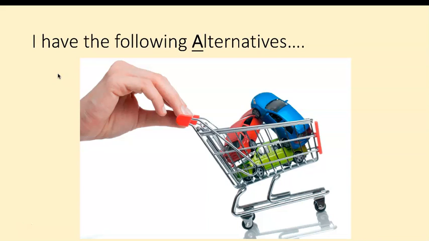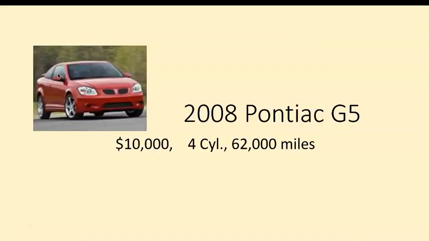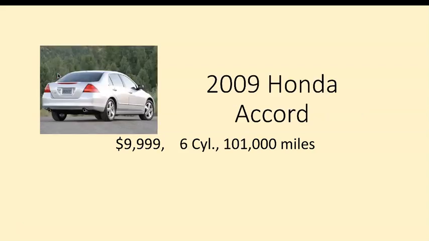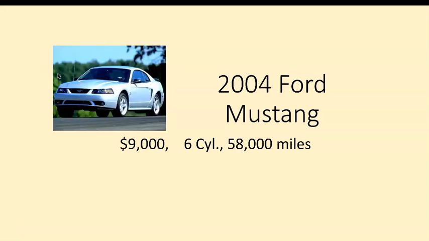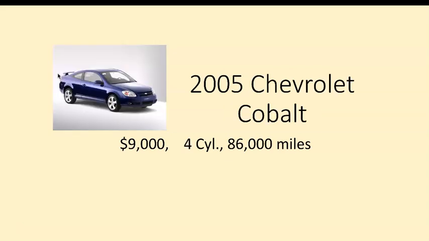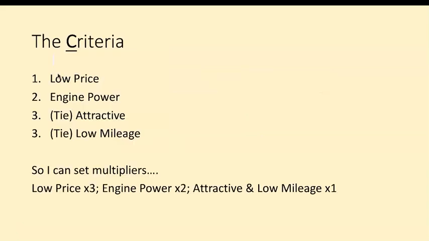I did a little online shopping looking for an older vehicle, and I found a 2008 Pontiac G5 for $10,000. It's a 4-cylinder engine, 62,000 miles. I also found a 2009 Honda Accord at approximately the same price, $1 cheaper, 6-cylinder engine, and 101,000 miles. Found a 2004 Ford Mustang, $9,000, a 6-cylinder engine, 58,000 miles. A 2005 Chevy Cobalt, also for $9,000, a 4-cylinder engine, 86,000 miles on it. So those are my alternatives.